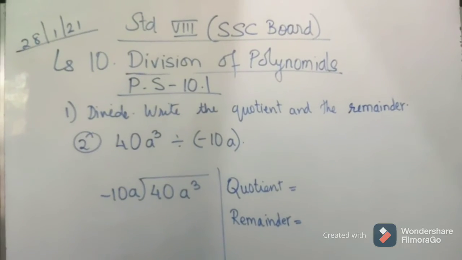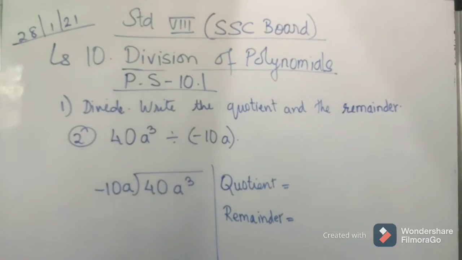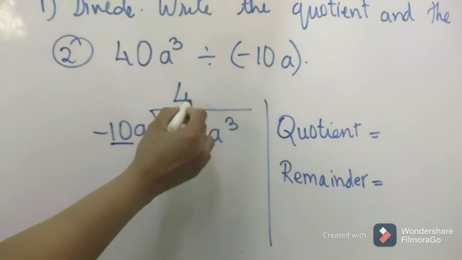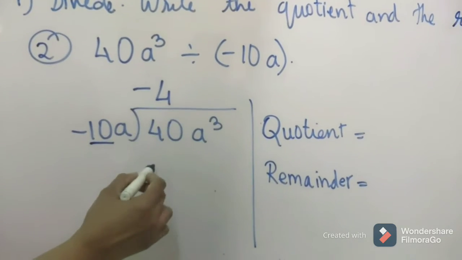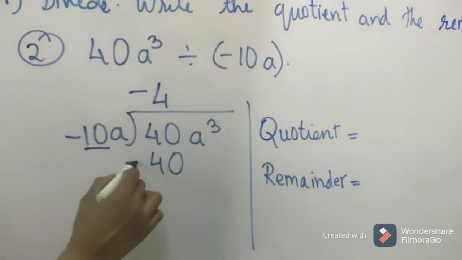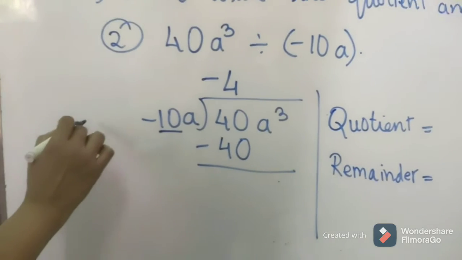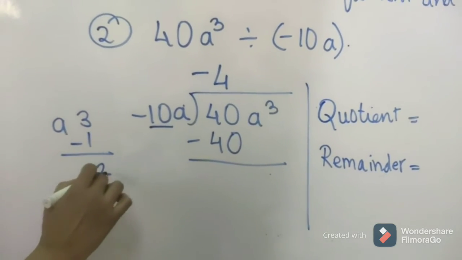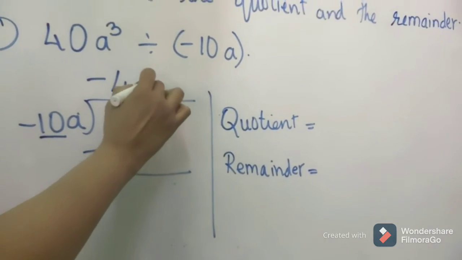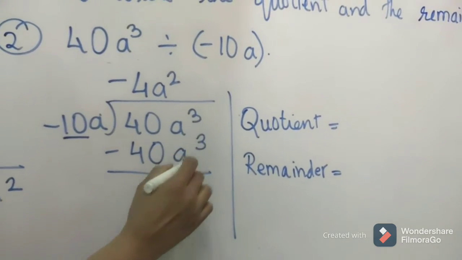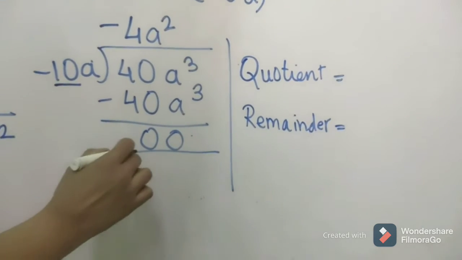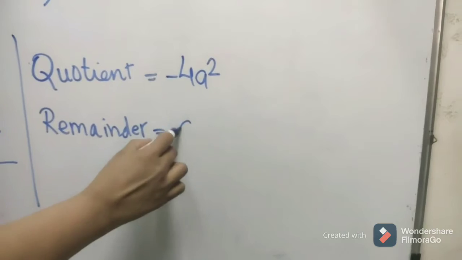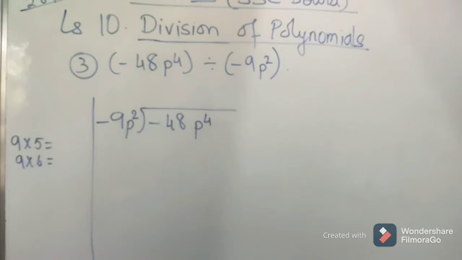Okay, so the second sum is 40a cube divided by minus 10a. So I know in 10's table 40 goes 4 times and minus sign is there, so I am writing minus 4. So I get minus 40 here. Again the same formula, 3 and here nothing is there, that is 1. So 3 minus 1 is square, so I have to multiply by a square. So I get a cube. I hope you are finding them very easy. So the quotient is minus 4a square and the remainder is 0.